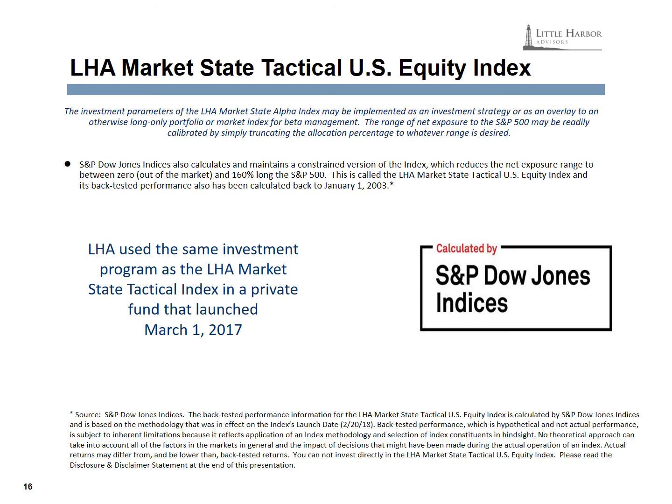S&P Dow Jones Indices also calculates and maintains a constrained version of the index, which reduces the net exposure to between 0, out of the market, and 160% long the S&P 500. This is called the LHA Market State Tactical U.S. Equity Index, and its back-tested performance also has been calculated back to January 1, 2003.